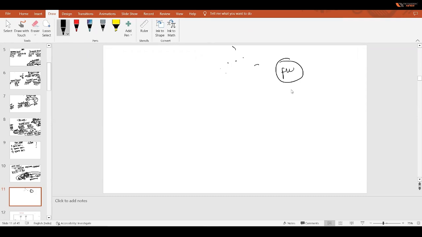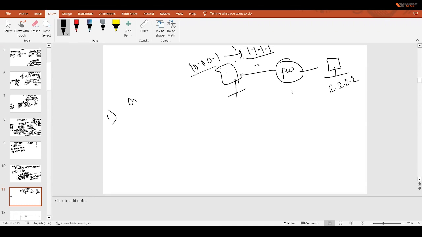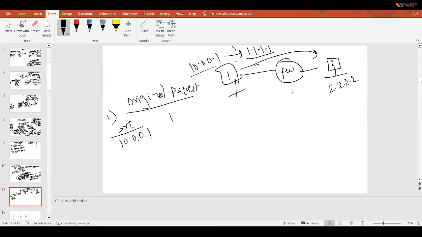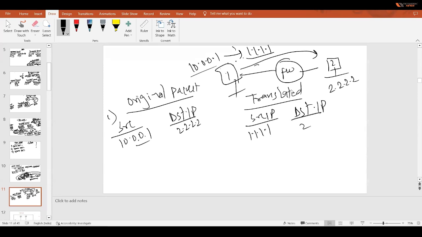Here I'm giving one scenario. Same thing: we have a firewall, one internet PC, and my inside zone PC 10.0.0.1, which is statically NATed with 1.1.1.1. What is my original packet when PC1 initiates traffic? Original packet: source IP is 10.0.0.1, destination IP is 2.2.2.2. Translated packet: source IP 1.1.1.1 and destination IP the same 2.2.2.2. This is for traffic initiating from inside to outside.